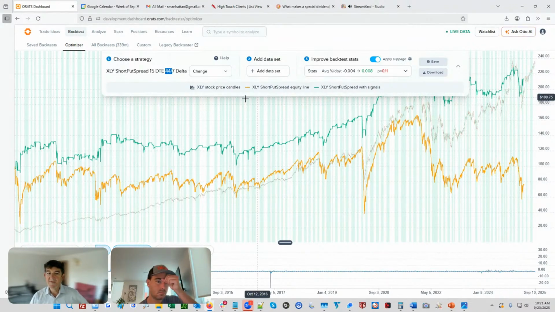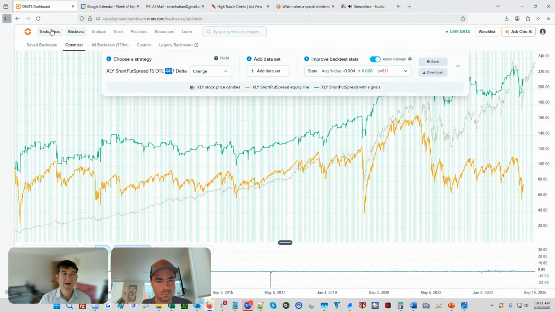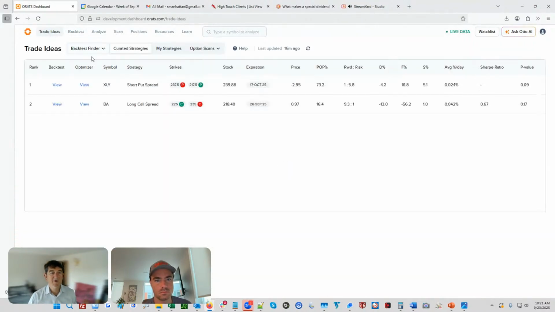So that's just a quick overview, and we've had other videos on the optimizer, but then you would save this and add it to your backtest, and that's how the curated strategies are made. We come in and do that, and we find optimized times to trade these, and then add these to our list of curated strategies.